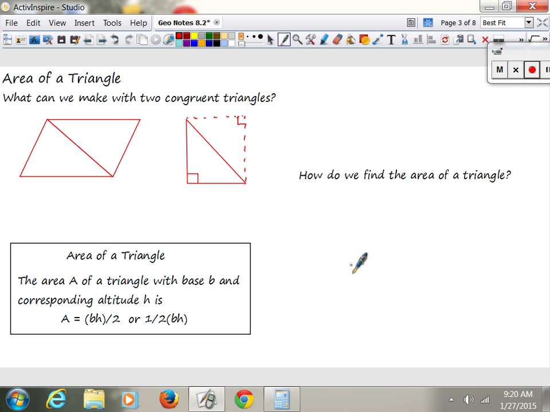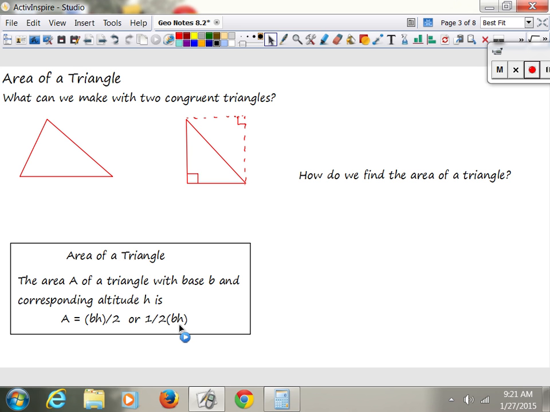Base times height, right? So if I want to get the area of this triangle right here, I do my base times my height for my parallelogram, and then what do I do to it? You divide it by 2, because you just want the triangle. You don't want the whole parallelogram. So that's how they got the triangle formula. It's the area is the base times the height divided by 2. Or some people write it as 1/2 times base times height. I like the base times height divided by 2. I think it's a little bit easier to understand.